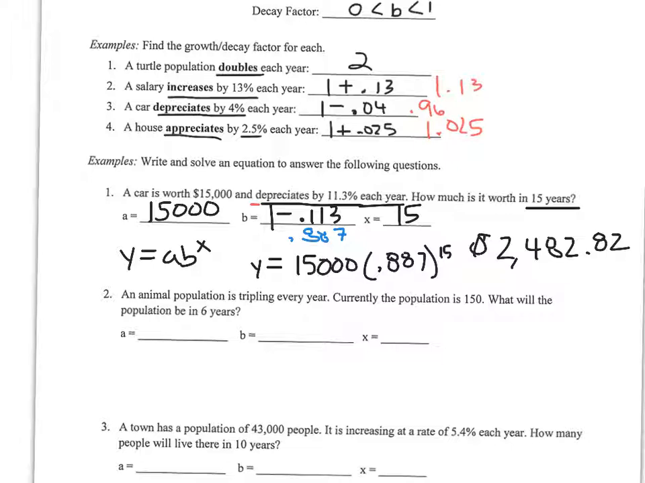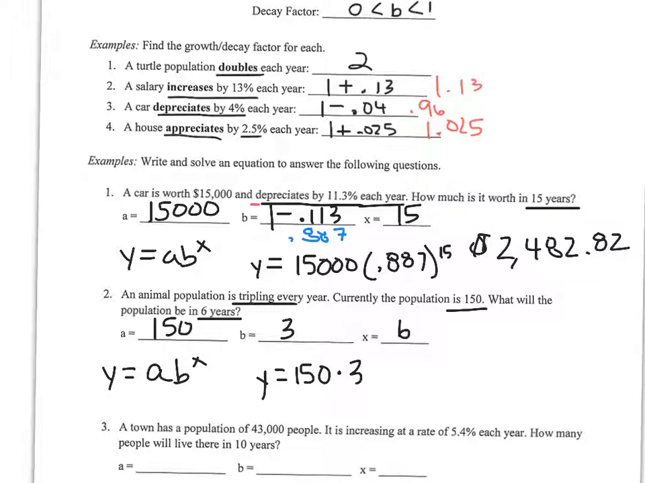Okay, number 2. An animal population is tripling every year. Currently, the population is 150. What will it be in 6 years? So the initial population is 150, and it's tripling. So the growth factor is going to be 3 in 6 years from now. So I do y equals ab to the x. So y equals my initial amount, which is 150. My growth factor is 3, and then it's going to be 6 years. So on my calculator, I do 3 to the 6th power, and then times it by 150. And I get 109,350.